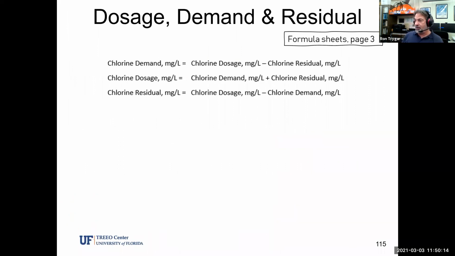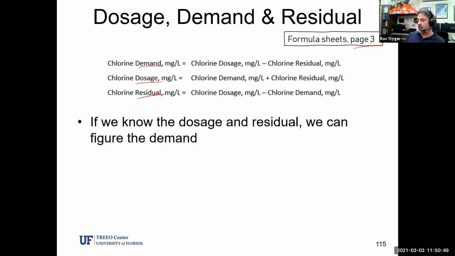All right, so we have a couple things left to cover here with dosages. We're going to talk about what the milligram per liter demand is, how to calculate the dosage from some known values like the residual, and how to calculate residual. So that's what we have on all of these 3 lines of equations. We could figure out any 3 of these things: the demand, the dose, or the residual. We just need to know a couple of pieces of information. The formula sheet on page 3 is where this is found.